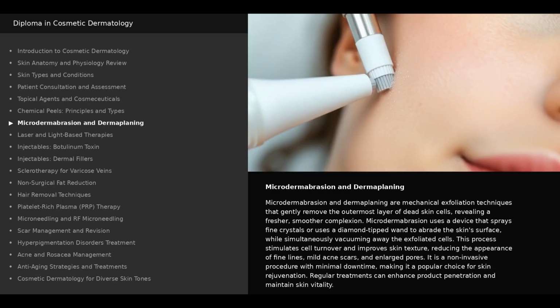Microdermabrasion and dermaplaning. Microdermabrasion and dermaplaning are mechanical exfoliation techniques that gently remove the outermost layer of dead skin cells, revealing a fresher, smoother complexion. Microdermabrasion uses a device that sprays fine crystals or uses a diamond-tipped wand to abrade the skin's surface while simultaneously vacuuming away the exfoliated cells. This process stimulates cell turnover and improves skin texture, reducing the appearance of fine lines, mild acne scars, and enlarged pores. It is a non-invasive procedure with minimal downtime, making it a popular choice for skin rejuvenation. Regular treatments can enhance product penetration and maintain skin vitality.